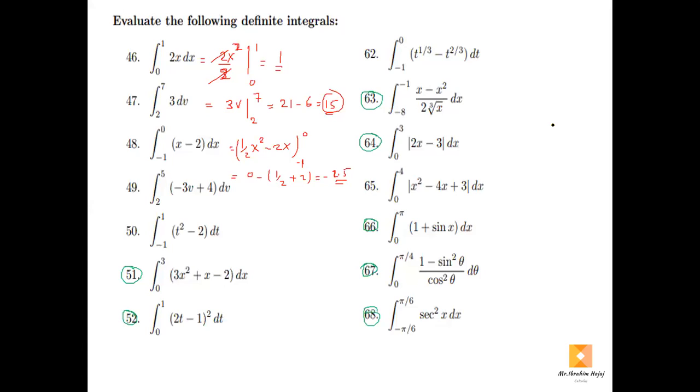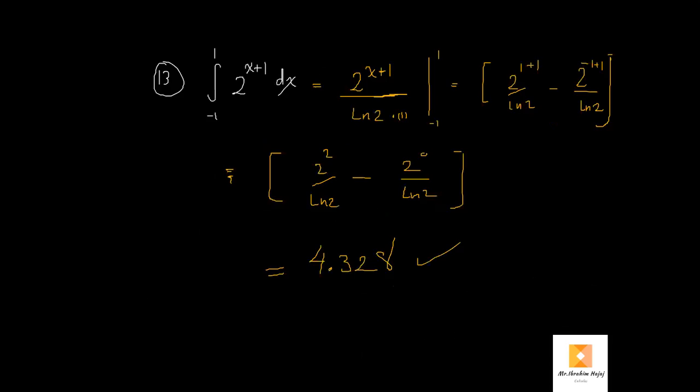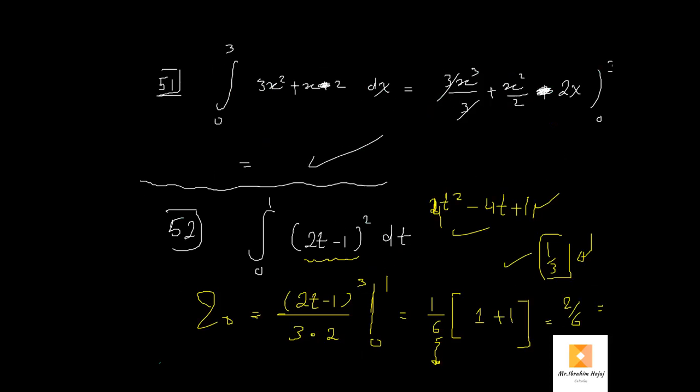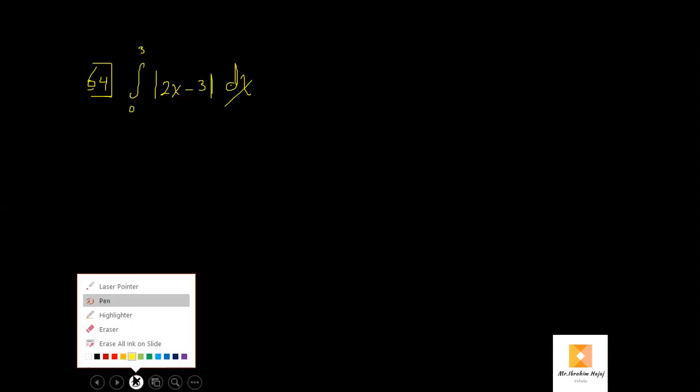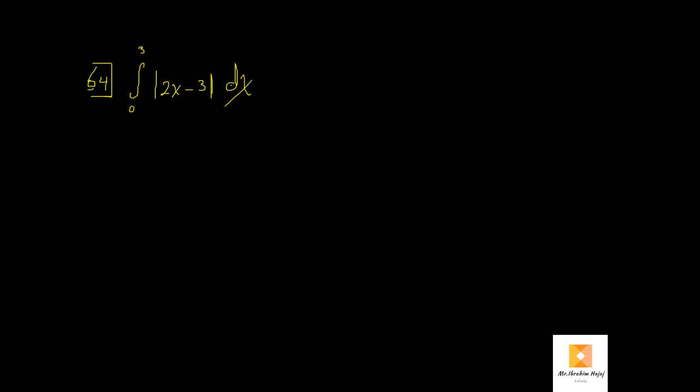So we're back to question number 64, which is the definite integral from 0 to 3 of the absolute value of 2x minus 3, dx. Right, guys? 2x minus 3, from 0 to 3? Yes. Okay, we can solve here.